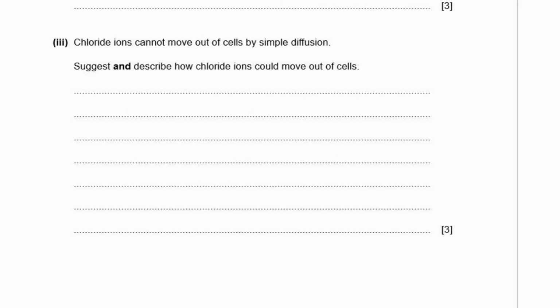3. Chloride ions cannot move out of cells by simple diffusion. Suggest and describe how chloride ions could move out of cells. Suggest means you don't necessarily know 100%, but you're using the information you're given to give a good answer. If it can't move by simple diffusion, that means it has to move against the concentration gradient. And whenever it moves against the concentration gradient, it needs energy, and that's active transport.